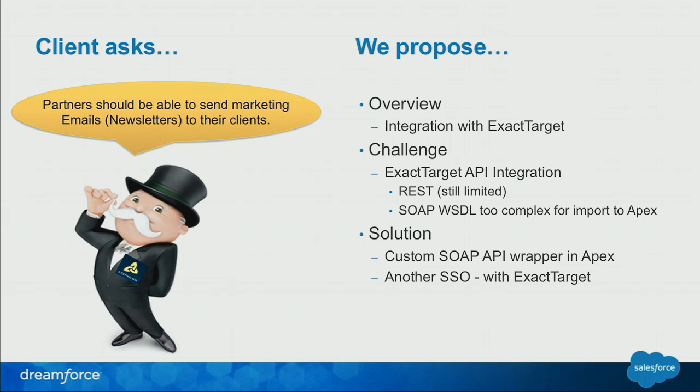The main challenge here was the ExactTarget API integration. ExactTarget offers two APIs, the REST API and the SOAP API. The REST API is unfortunately still limited. It does not have all the functionality of the SOAP API. On the other hand, the SOAP API is really complex, and it has a huge WSDL file. It's just too complex and too large to use the WSDL to Apex feature of Salesforce. So what we had to do is write our own SOAP API wrapper in Apex. And we have also established another single sign-on with ExactTarget.